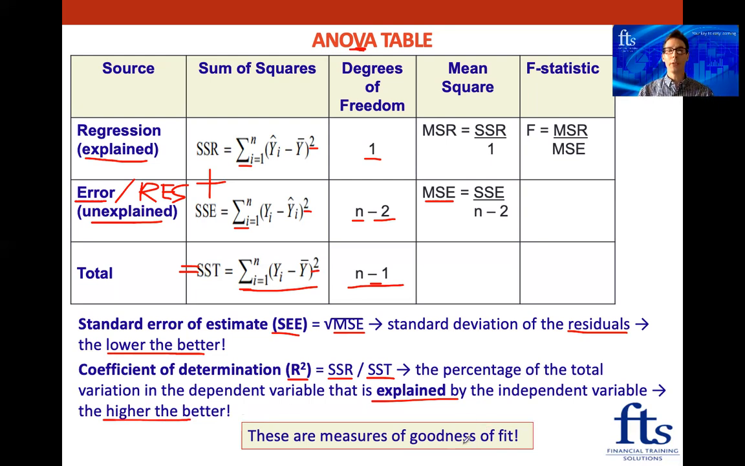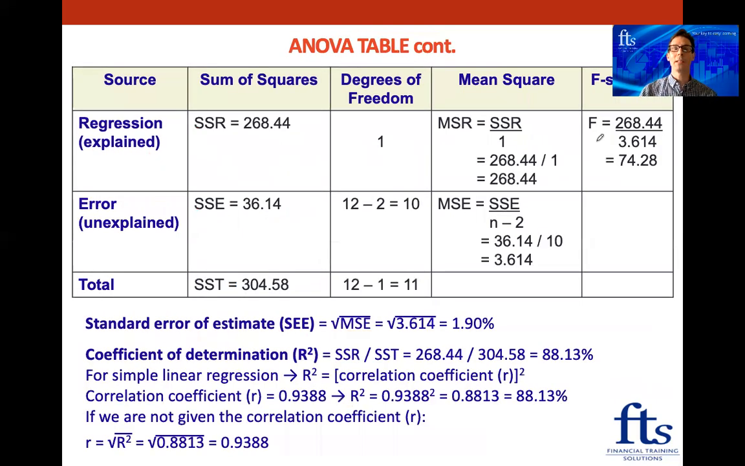Now, these are measures of goodness of fit. So what do we want for the exam? We want the SEE as low as possible, and the R squared, the higher the better. And this F statistic is in actual fact also a measure of goodness of fit, and that we're going to come to just in a few minutes' time. We just need to go through our numbers example of the ANOVA table, then we'll come to our F-stat stuff after we've done this slide.